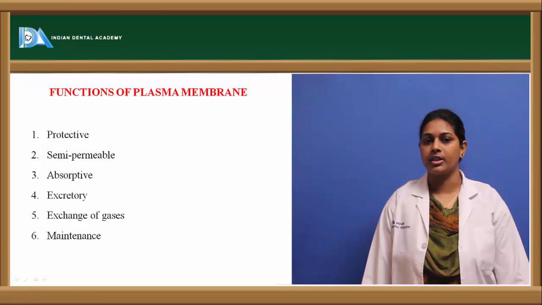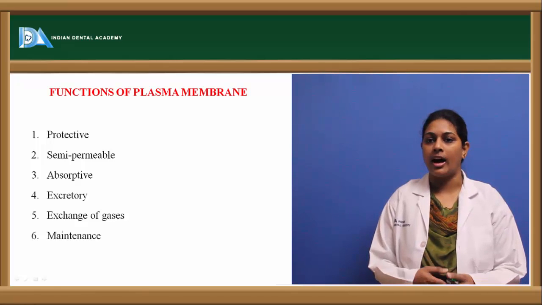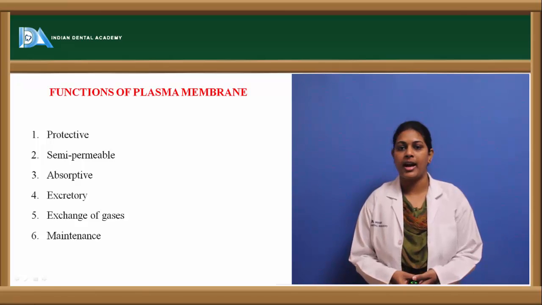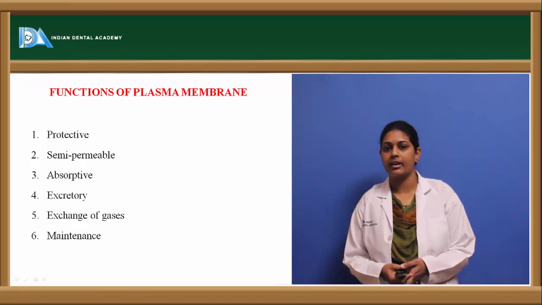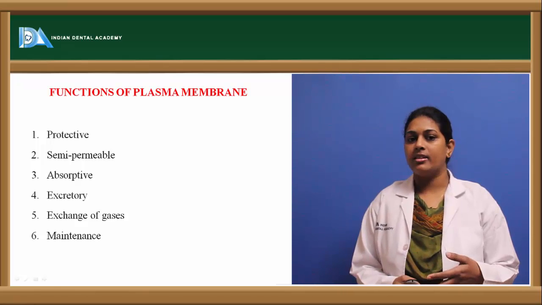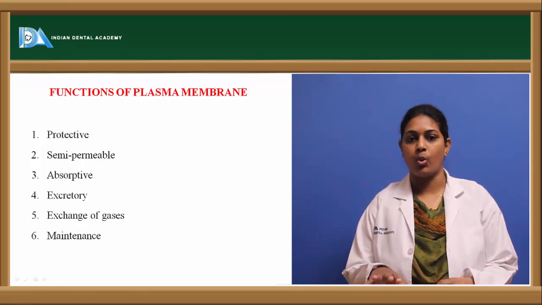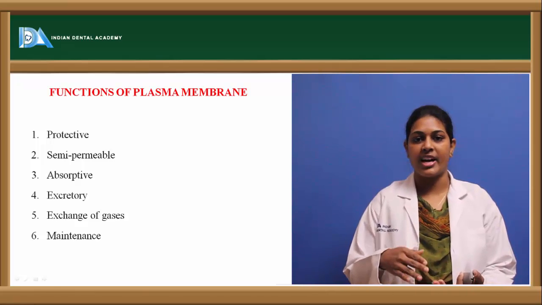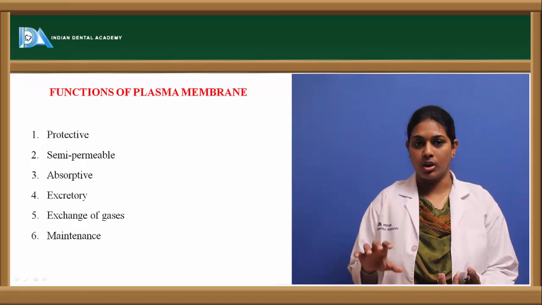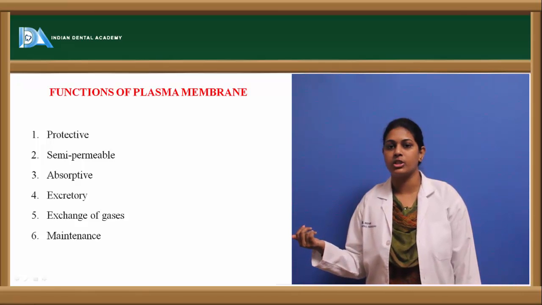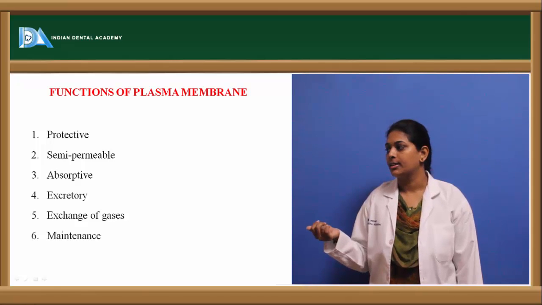Then comes the excretory function. Undigested or unwanted waste, or anything which is not required in the plasma membrane anymore, is expelled out by a process known as exocytosis, that is, removal of unwanted waste by forming vesicles which get detached from the plasma membrane. They are thrown out. That is the excretory function.